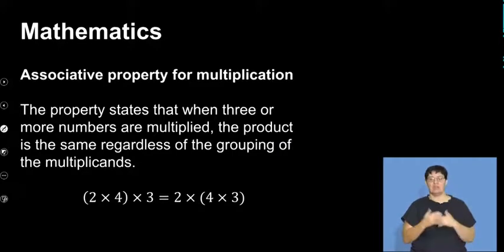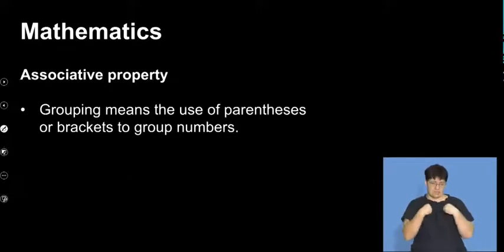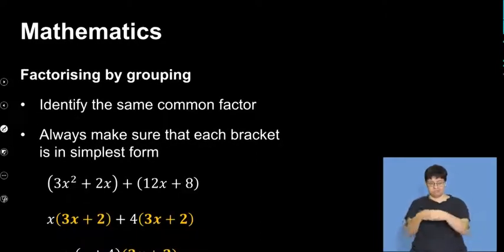And now we use the associative property for multiplication, remember. It states that when 3 or more numbers are multiplied, the product is the same regardless, right? So you always look at the associative property when you're trying to factorize a trinomial. So you're always going to group them and use parentheses or brackets to group these numbers, right? And this is one type, again, of factorizing a trinomial. That's why I'm talking about the associative property.